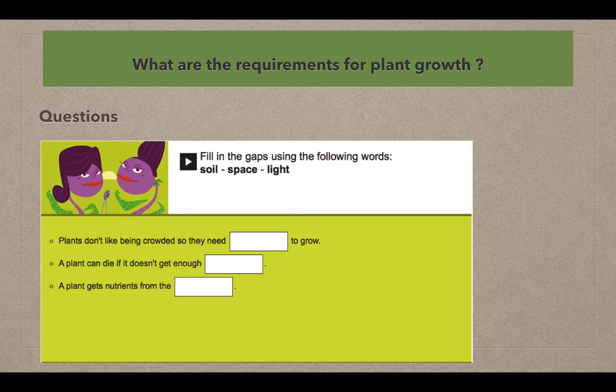Second question, fill in the gaps using the following words: soil, space and light. Plants don't like being crowded, so they need space to grow. A plant can die if it doesn't get enough light. And the last one, a plant gets nutrients from the soil.